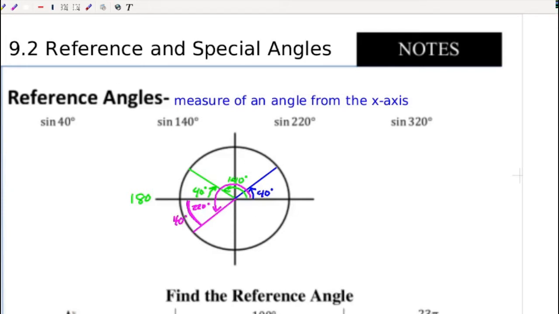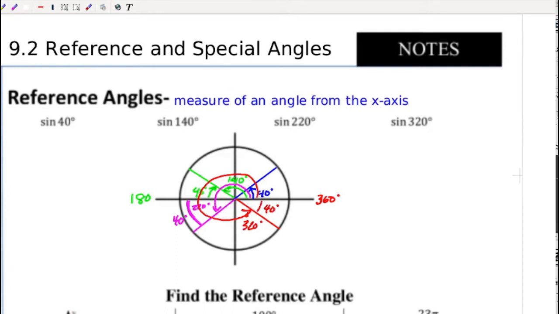And then last but not least, we want to draw 320. So 320, well, that's 40 less than, this would be all the way to here would be 360. So that's 40 less than 360. So we're going to end up being somewhere down here as well. So again, all the way around, this would be 320. But what we're really interested in is the fact that this section here is also 40 degrees.